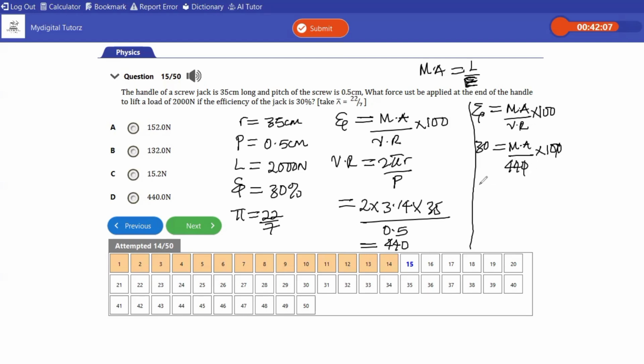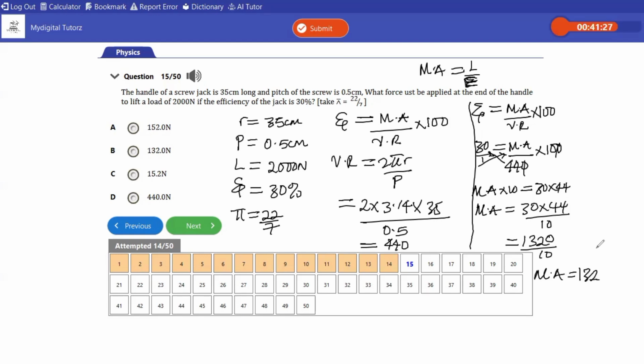Then if you multiply, I have mechanical advantage multiplied by 10 is equal to, crossing to this side, that is cross multiply, 30 multiplied by 44, because this 0 has cancelled this 0. Therefore, mechanical advantage will be equal to 30 multiplied by 44, everything divided by 10. That will be 1,320 divided by 10. So our mechanical advantage is equal to 132. Remember, it has no unit.